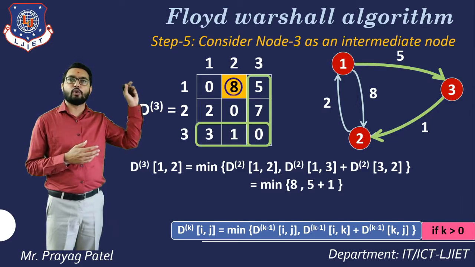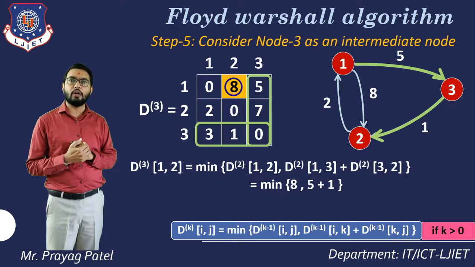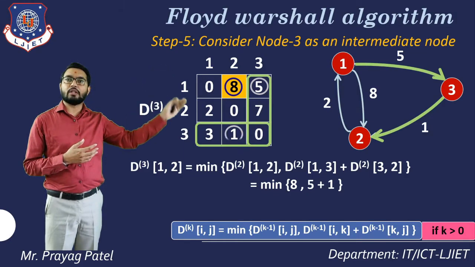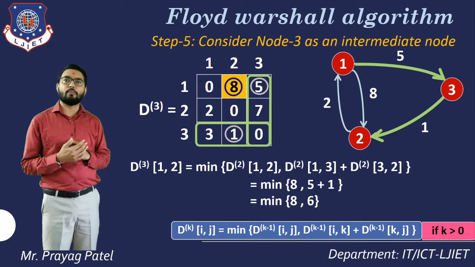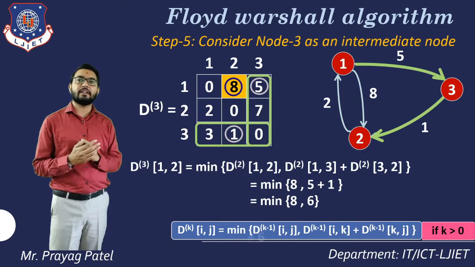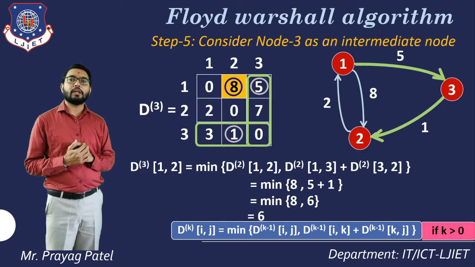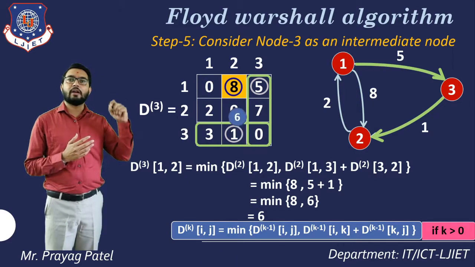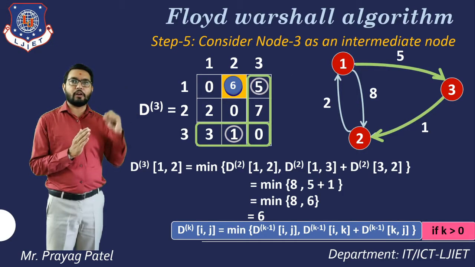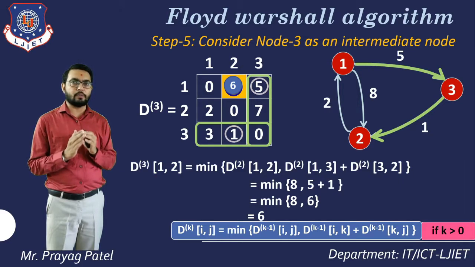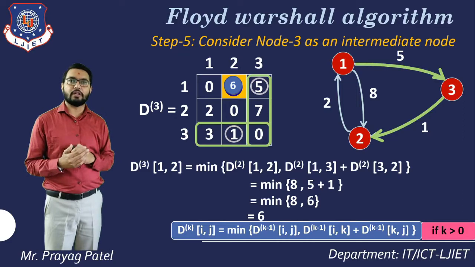The 8 comes from location 1 2, the old value. Then the 1 3 value in this table is 5, and the 3 2 value in this table is 1. So 5 plus 1 is 6. The minimum of 8 and 6 is 6, so we consider the 6 at location 1 2. The old value equals 8 but the new value equals 6, so the new value is the minimum. Then we change this value to 6 in location 1 2.